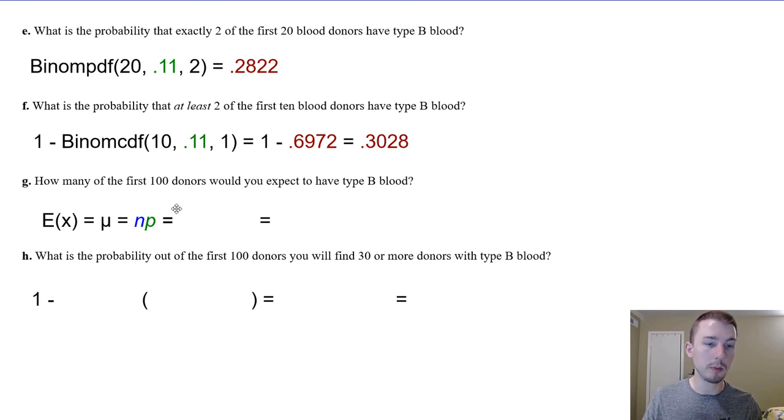All right, how many of the first 100 donors would you expect? So 100 times 0.11 is going to be 11. To find the expected value, just do n times p. So out of 100, 0.11, which is going to be 11 people. What's the probability that out of the first 100 donors you'll find 30 or more?